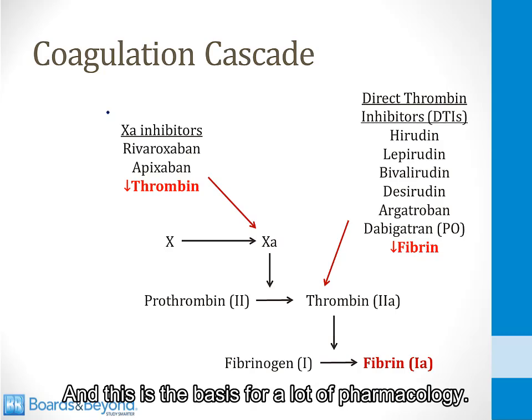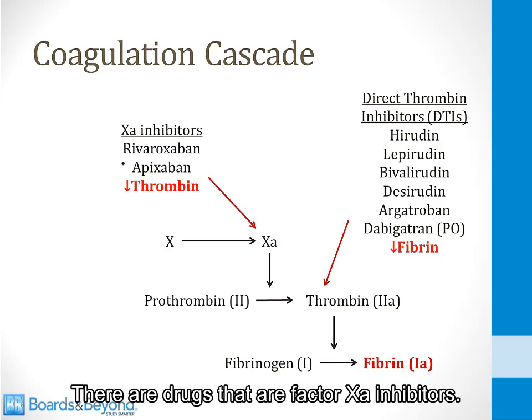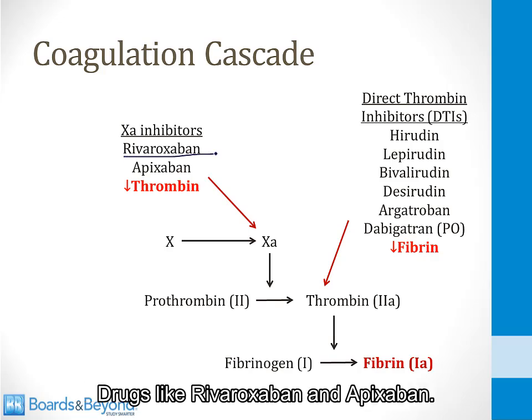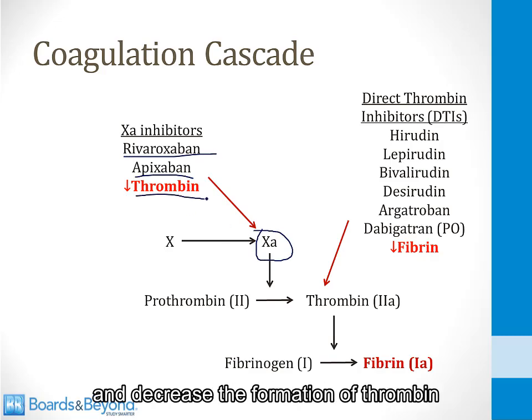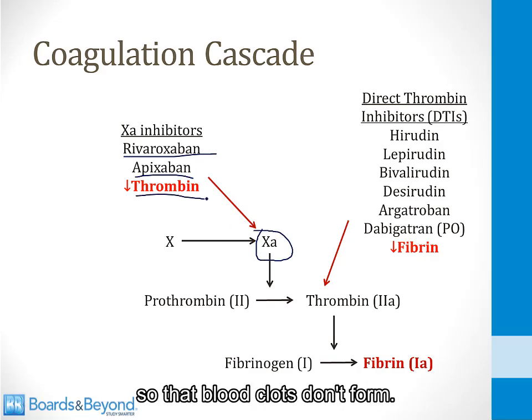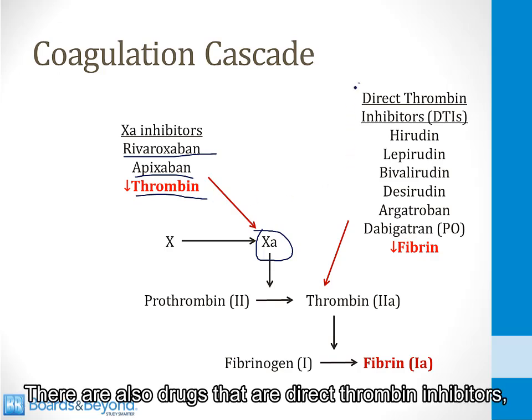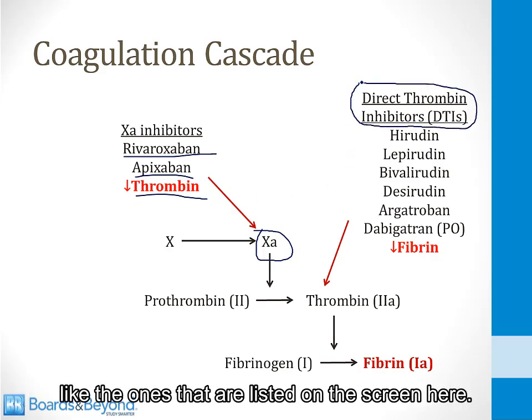And this is the basis for a lot of pharmacology. There are drugs that are factor 10A inhibitors, drugs like rivaroxaban and apixaban. They inhibit the factor 10A enzyme and decrease the formation of thrombin so that blood clots don't form. There are also drugs that are direct thrombin inhibitors like the ones I've listed on the screen here.